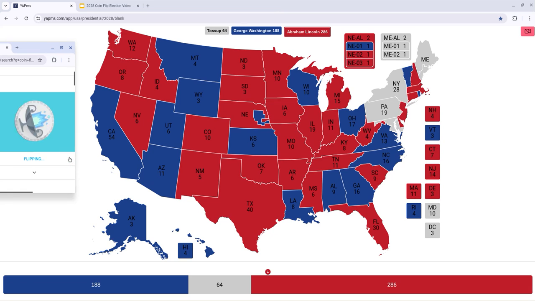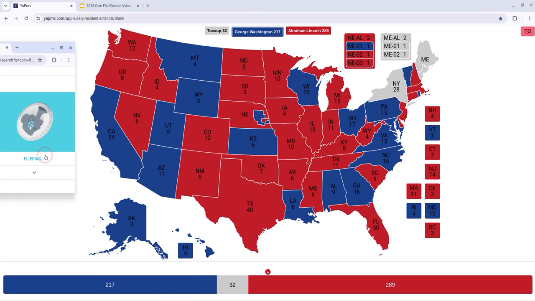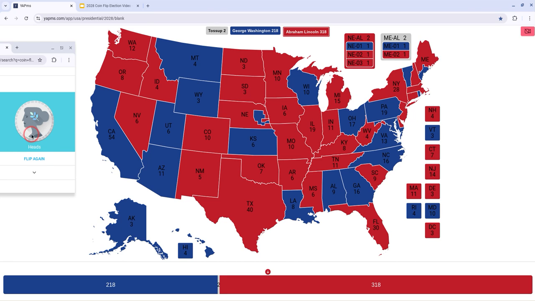Anyways, Delaware with 3 going to Lincoln. Maryland with 10 going to Washington. You can't really be mad about this election because it's the 2 greatest U.S. presidents. Yet one owned slaves and one was against owning slaves. So that's a bit problematic, but kind of counterbalances it out. I don't know. New York 28 going to Lincoln. Maine 1st District going to Washington. Maine 2nd District going to Lincoln. Maine altogether going to Washington.